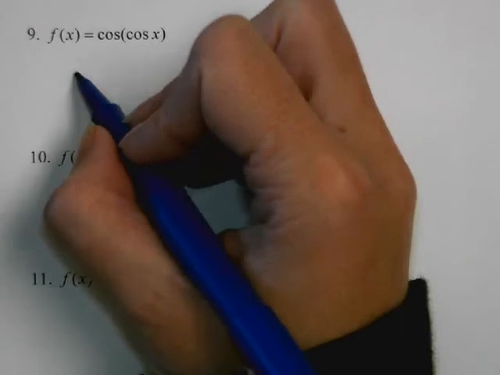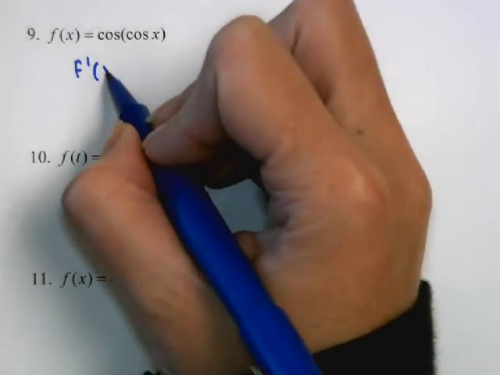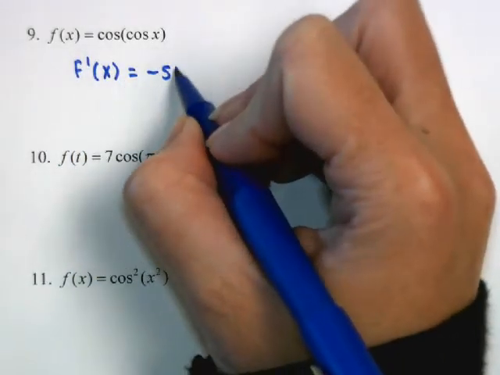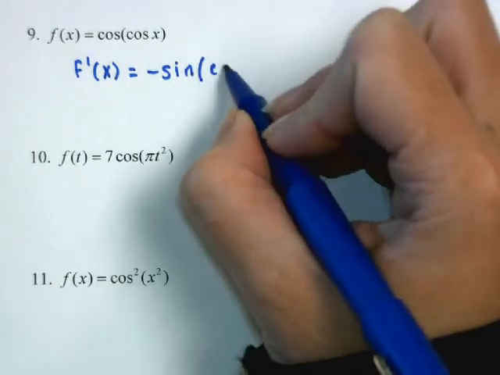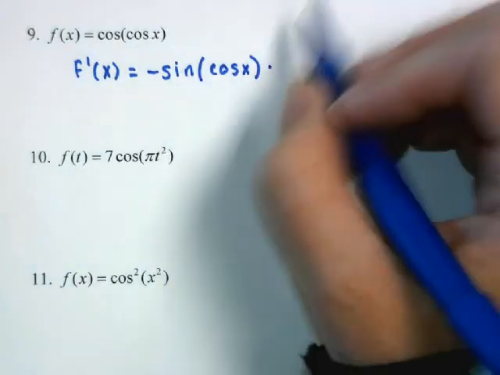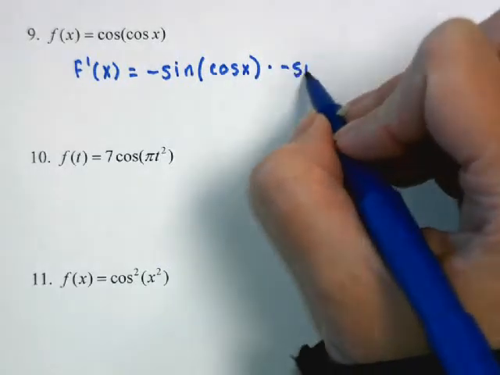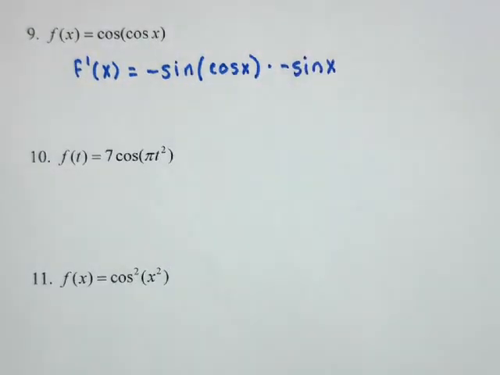Cosine of cosine. So our outside is cosine. So we're going to have negative sine, leave the inside alone, times derivative of the inside, which is negative sine of x.